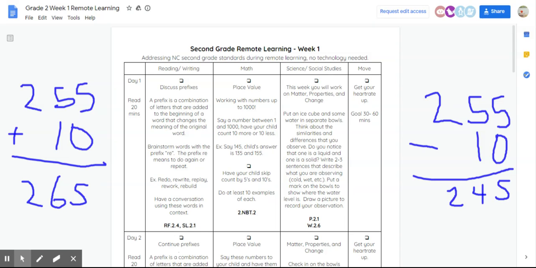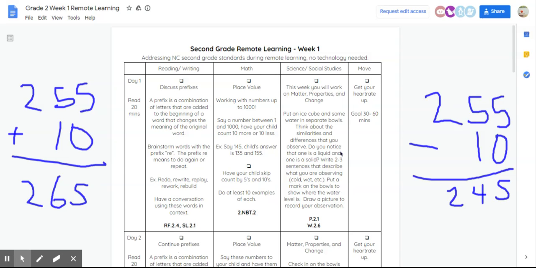So you're going to have to do a little experiment. You're going to put an ice cube and some water in 2 separate bowls. You're going to think about the similarities and differences that you observe. Do you notice that one is a liquid and one is a solid? So think about which one is a liquid, which one is filling the cup or a bowl, and which one is a solid, which one is kind of staying the same.